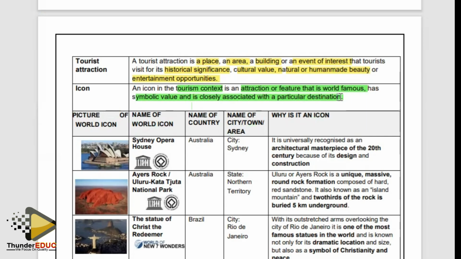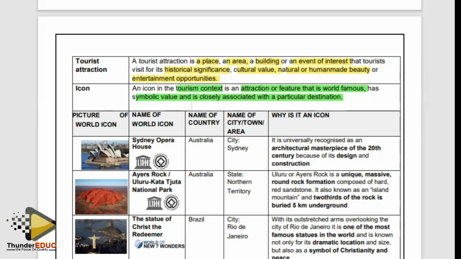So we are talking about those types of attractions which, when you think about them, a particular country or destination comes to mind. I'm going to go through the 14 icons which are going to be examined in the year 2024. Here we are going to be going through the different subheadings. We have the picture of the icon, then the name of the world icon, the name of the country, the name of the city, town or area, and an explanation of why it is an icon.